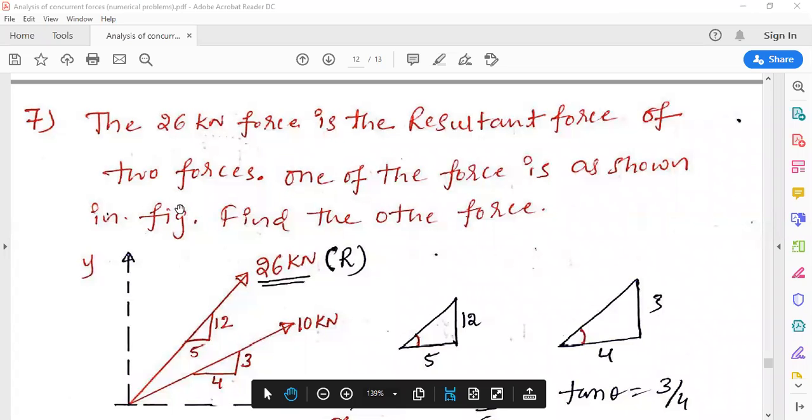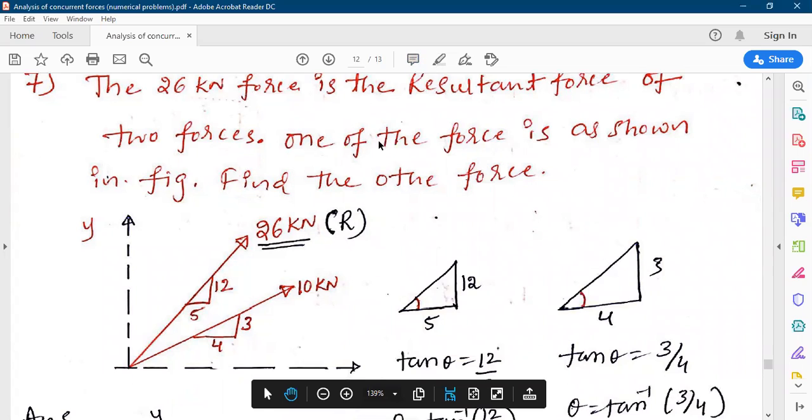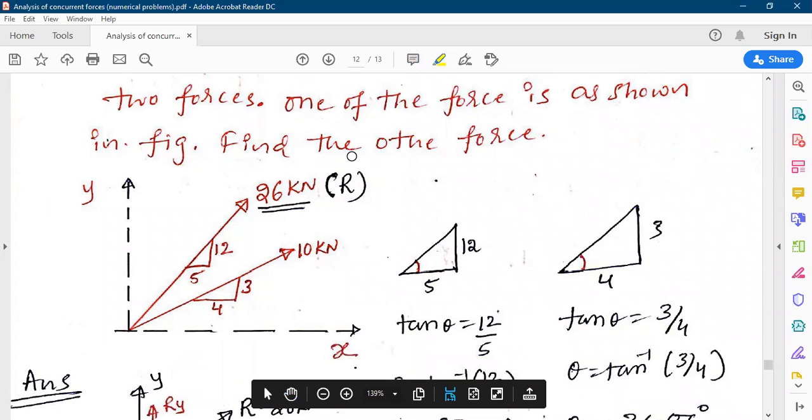Now we'll start with problem number 7. In problem number 7, it says that the 26 kilonewton force is the resultant force of two forces. One of the forces is as shown in the figure. Find the magnitude and direction of the other force. So this is the question.